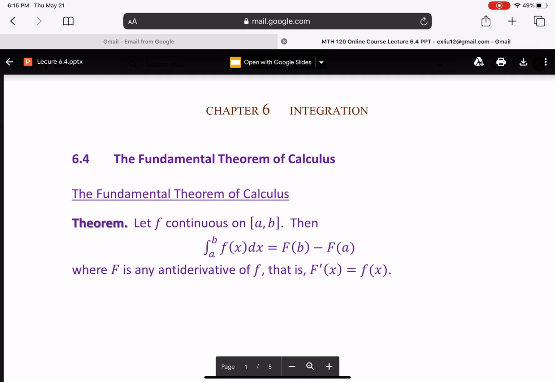In this section, we're going to talk about a very important theorem in calculus, the fundamental theorem of calculus, which connects the two types of integrals and also provides a strategy to evaluate definite integrals.